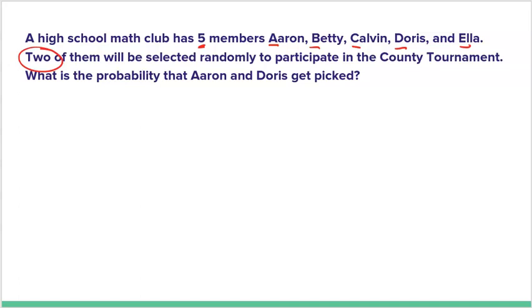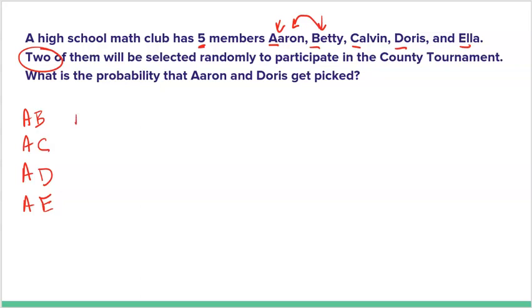So I could pick Aaron and Betty. I could pick Aaron and Calvin. I could pick Aaron and Doris. I could pick Aaron and Ella. Okay, let's see if there's anything else. I started with Aaron. Let's now start with Betty. I could pick Betty with Aaron. Oh, but wait a minute. Aaron, Betty, Betty, Aaron. That's really the same thing. I don't really care the order that they get picked. I just care that Aaron and Betty are picked. So I already listed Betty and Aaron.